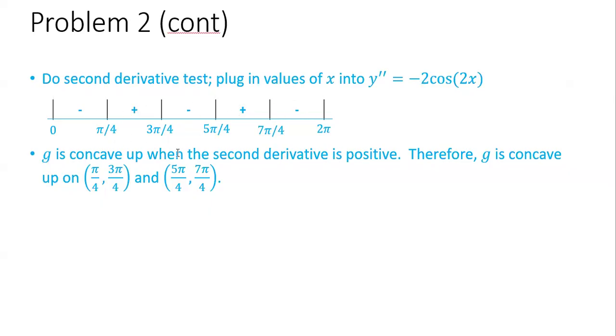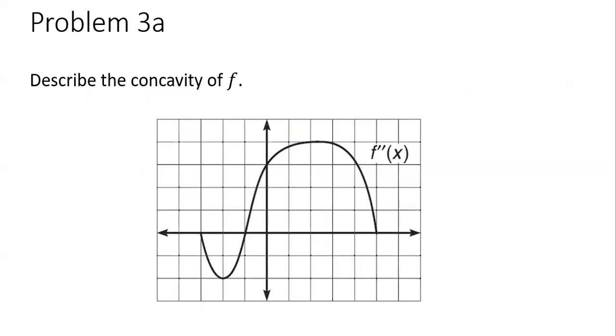So you have to plug in a point in each one. And you see that this region is positive. So that's where it's concave up, between these two intervals. Okay, 3a, we're going to describe the concavity of f. We're given f double prime here.